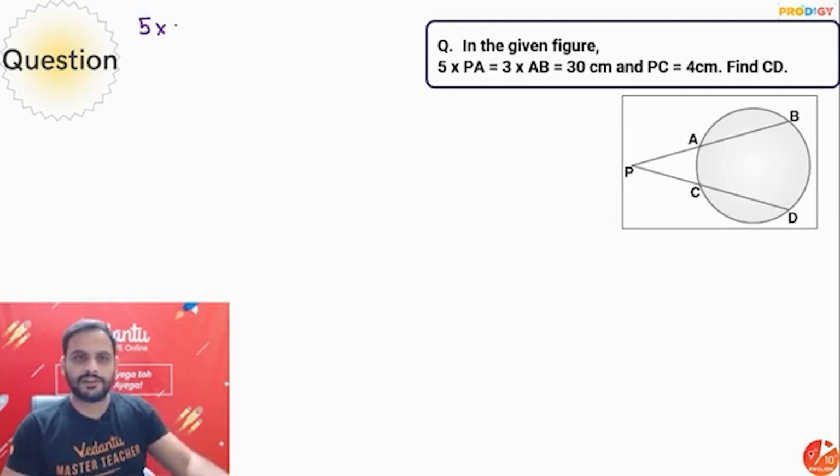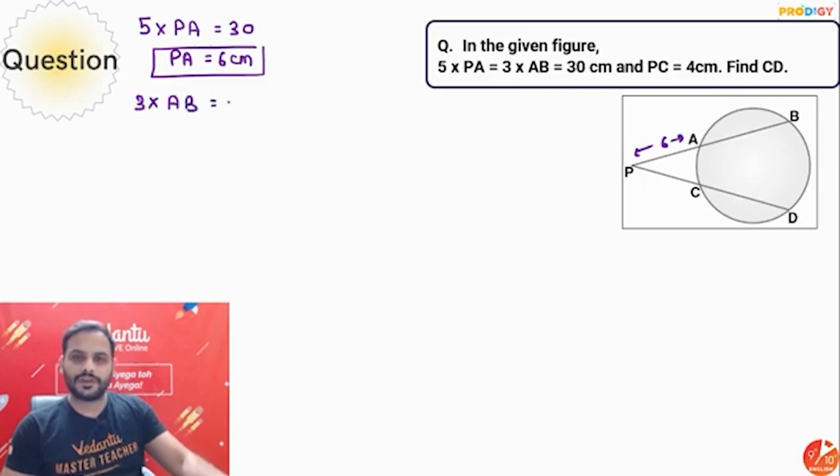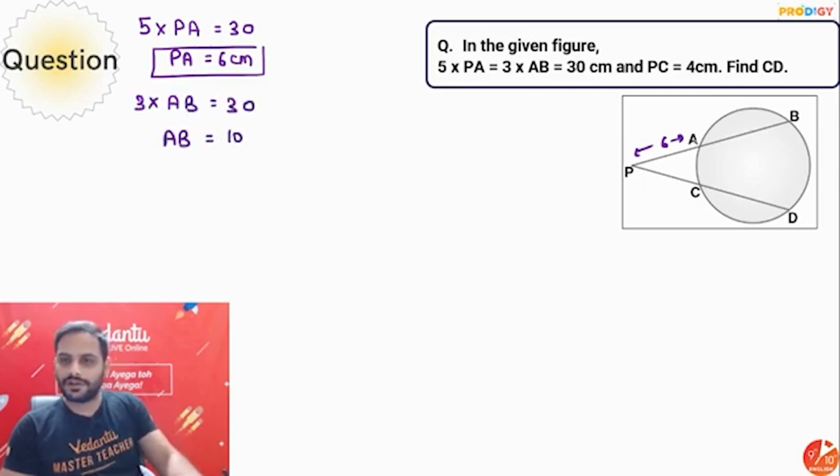5 times PA is equal to 30, shift 5 to division, PA is equal to 6. Then 3 times AB is equal to 30, so AB is equal to 10. So total PB will be 10 plus 6, which is equal to 16, right? And then they have given PC is equal to 4.